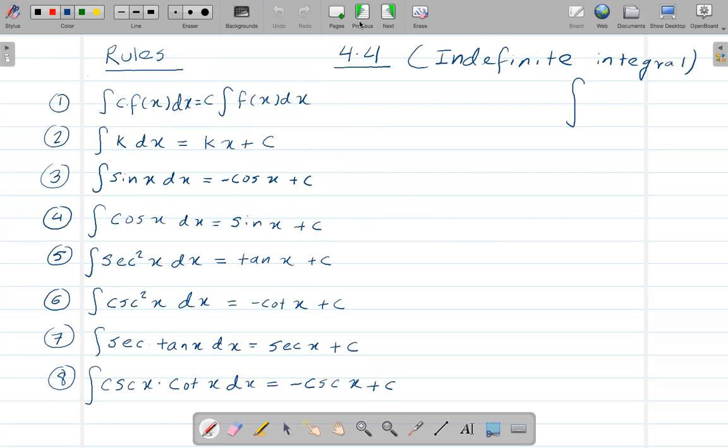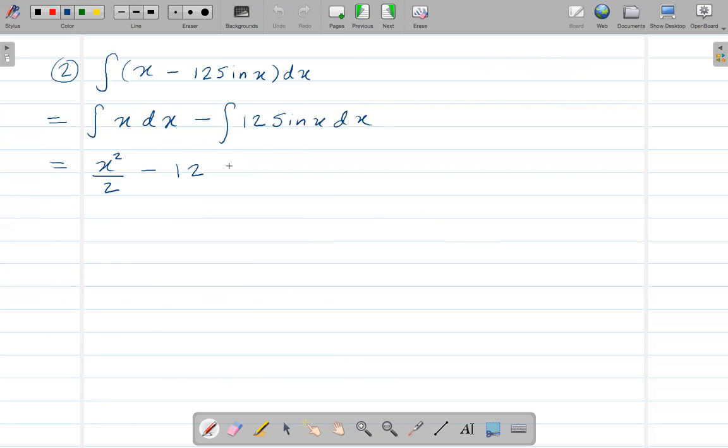So what is the integration of sine? It's a negative cosine, right? When you take the integration of sine, it's a negative cosine. So it's a negative cosine x. And at the end, you can just write plus c. Okay, now here this minus, you can write plus. So 12 cosine x plus c.